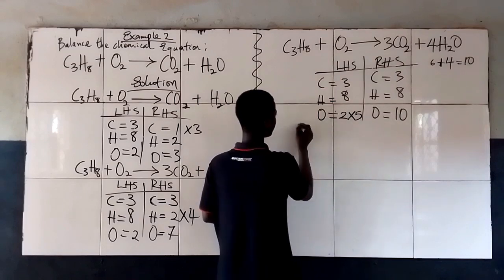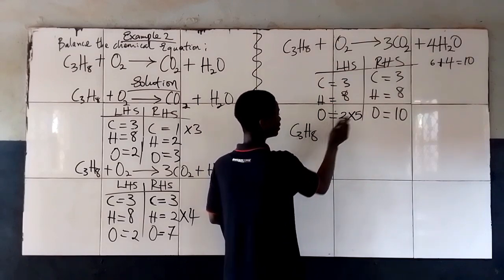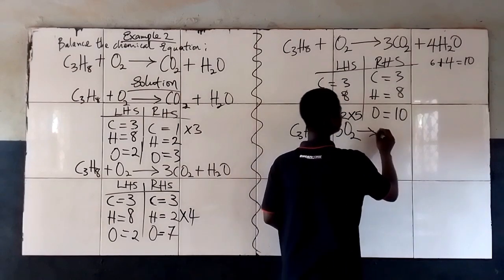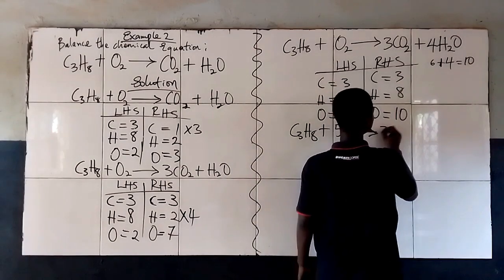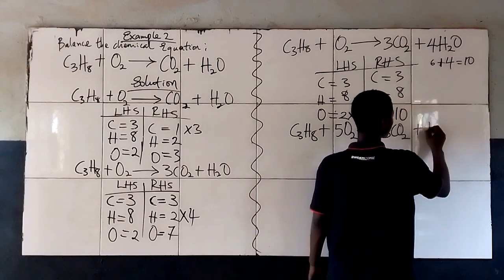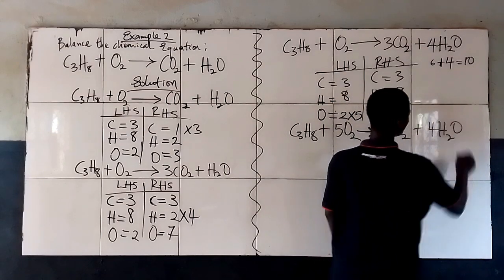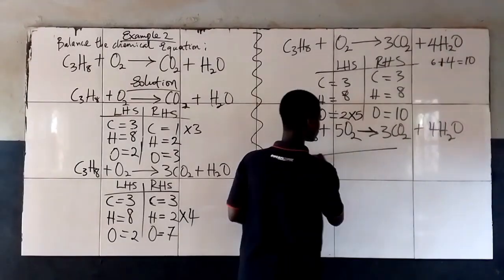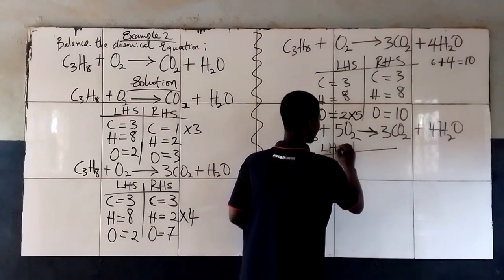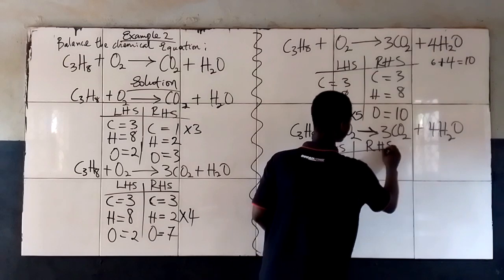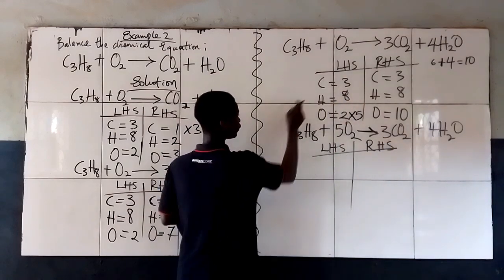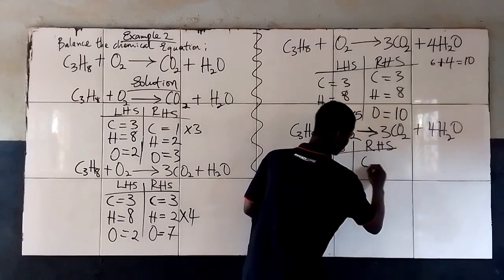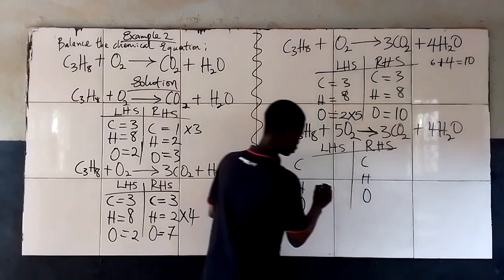So how will it look? C3H8 plus 5O2, then you complete the rest, to give 3CO2 plus 4H2O. Like I said, this is what we now have. So we'll take another atomic count. This is left hand side, then right hand side. Now let's do it, following the pattern C, H, O. So let's do this together.